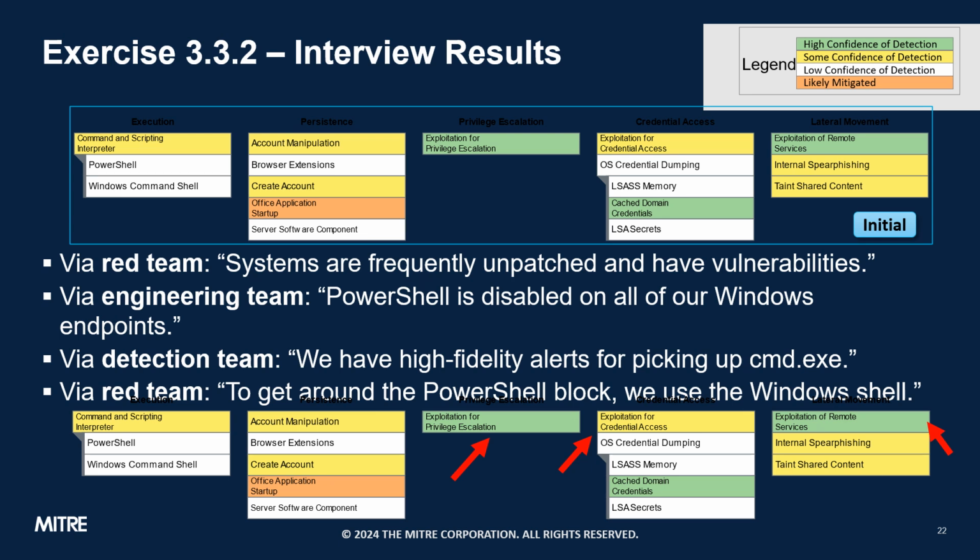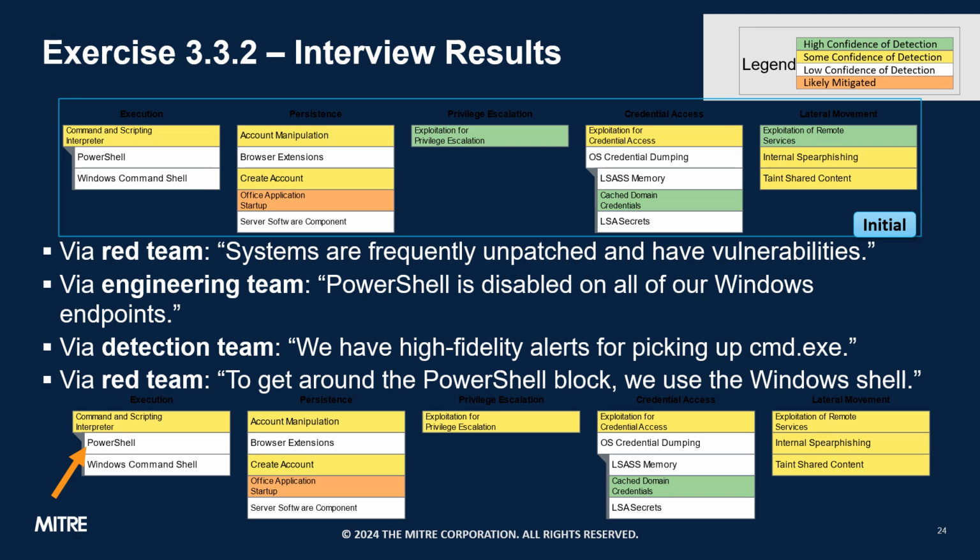Now, this one's interesting in that they say that the systems are frequently unpatched and have vulnerabilities. They don't say that this is not detected well or it's always a problem. It's just that this issue exists. And from that information, we think it's reasonable to conclude that the high confidence for PrivEsc and remote services, those should be downgraded a little bit to some confidence of detection.